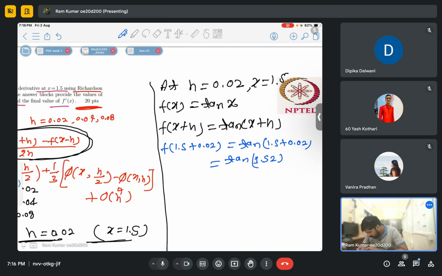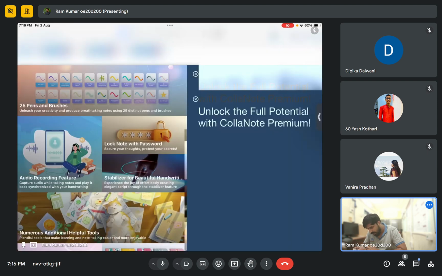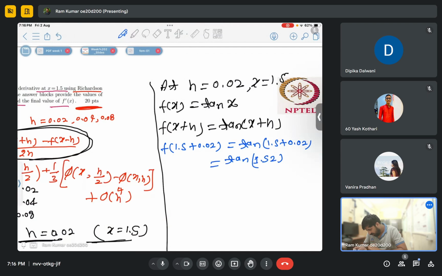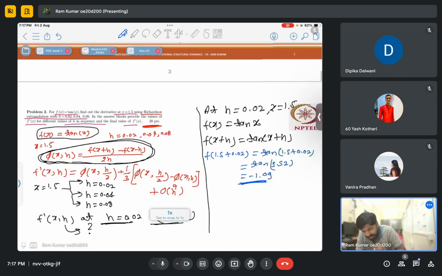Tan of 1.52. It will be minus 1 point, okay, so we are getting minus 1.09. So our f of x plus h equal to minus 1.09. Fine. Then what is the value of phi x comma h equal to?